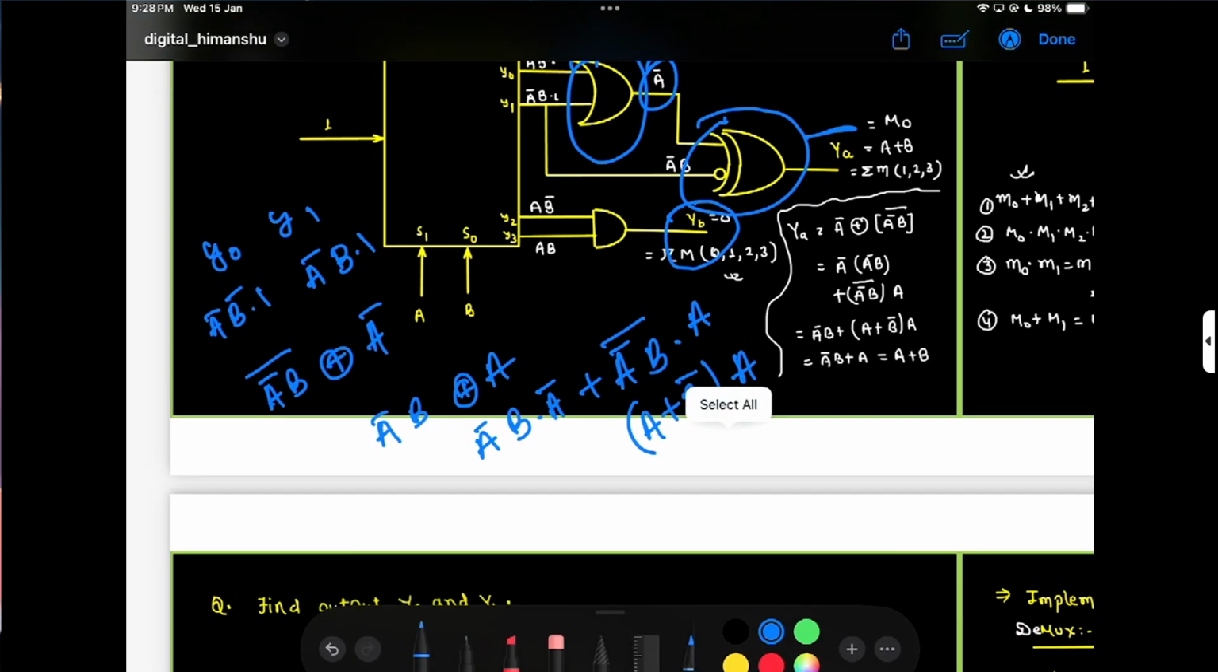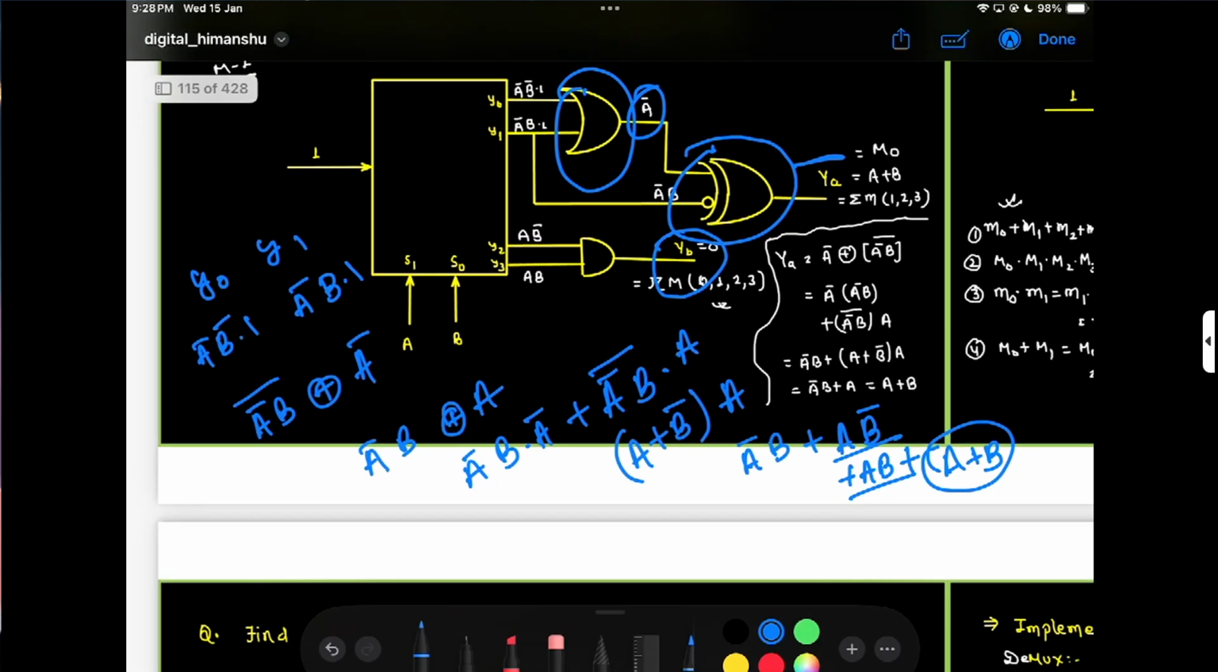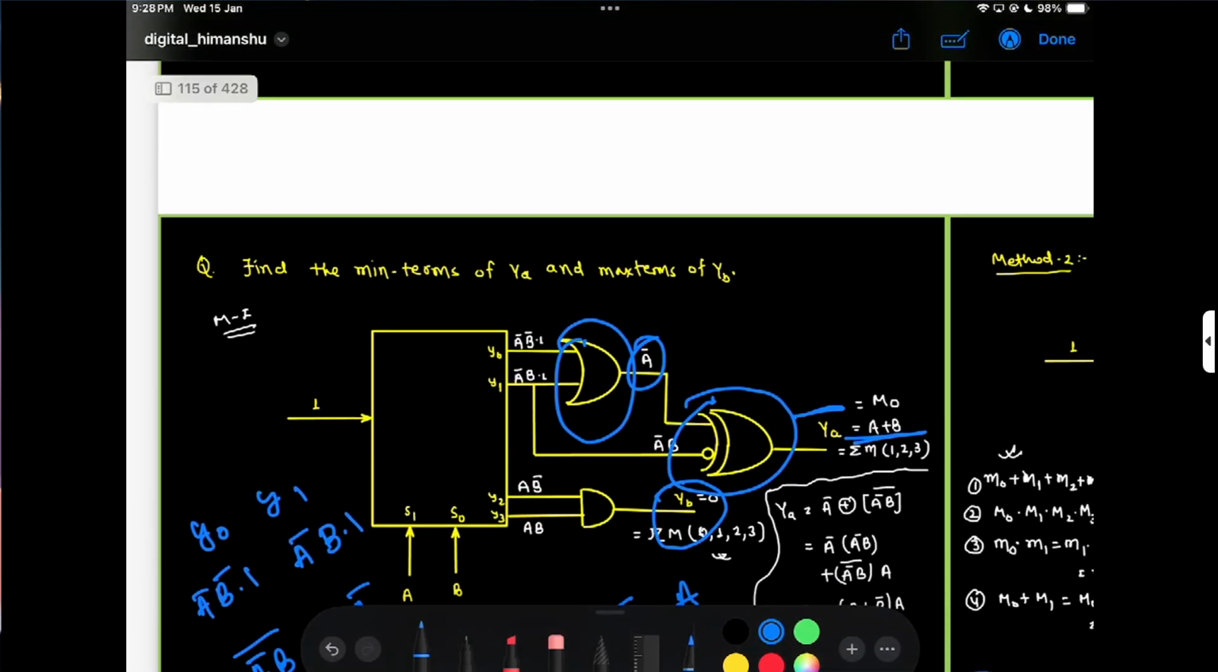So it would be like this: A bar B plus A, plus A B bar plus A B plus A B bar. A B bar is already there. So it is A plus B. It behaves like an OR gate, or like a min term. So what is the output for the min term of YA? For YA, the min terms would be 1, 2, 3.